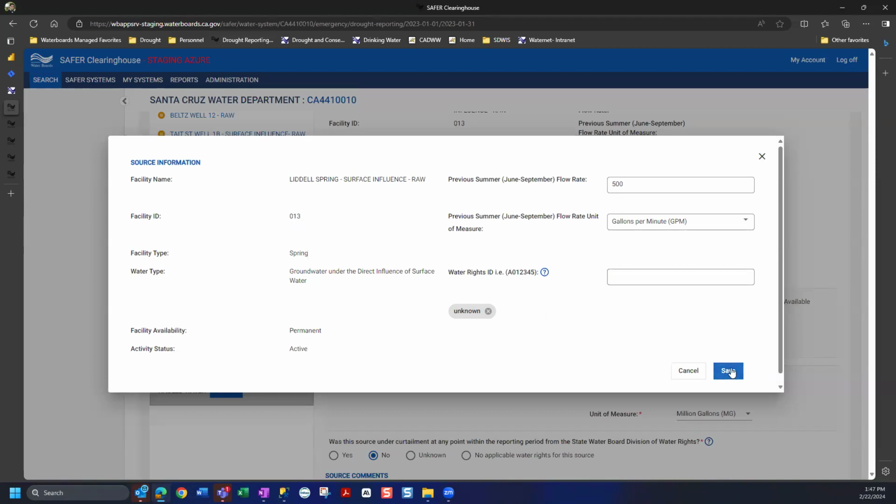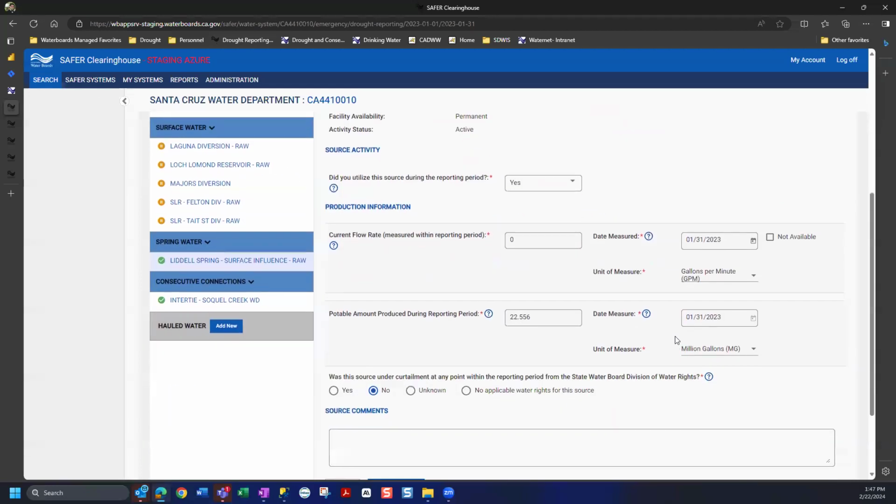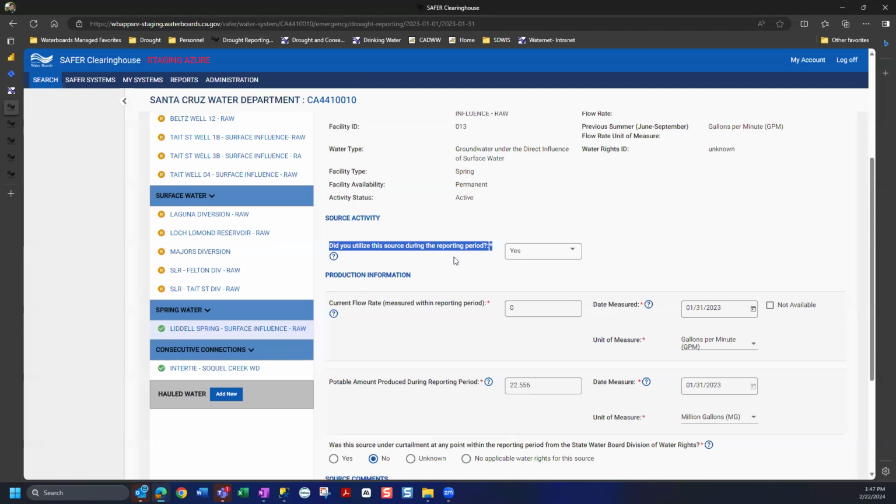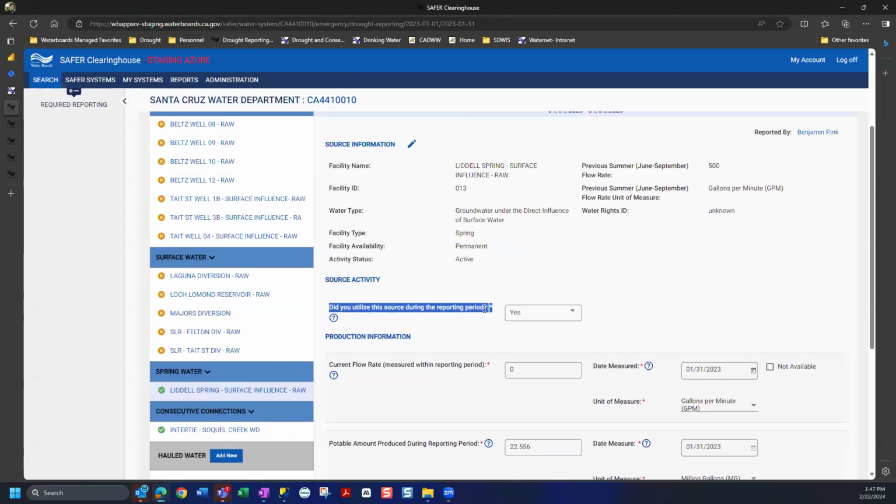So I'm going to save that, exit out of that. And we're going to get to the first question, which is very common. This is in groundwater and in surface water, is whether you utilize this source during the reporting period. So this is intended for the times when you have a well pump that is pulled, where you cannot use the source for whatever reason. Maybe it's in litigation, it's run out of water rights, run out of adjudication rights. It's off for nitrate, whatever the reason may be. You did not utilize the source at all during the reporting period.